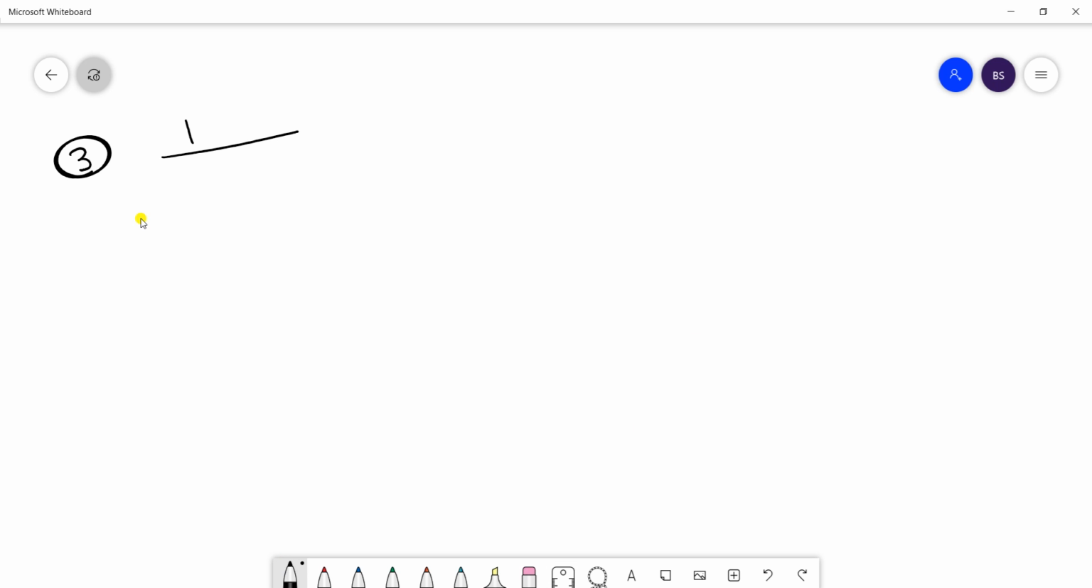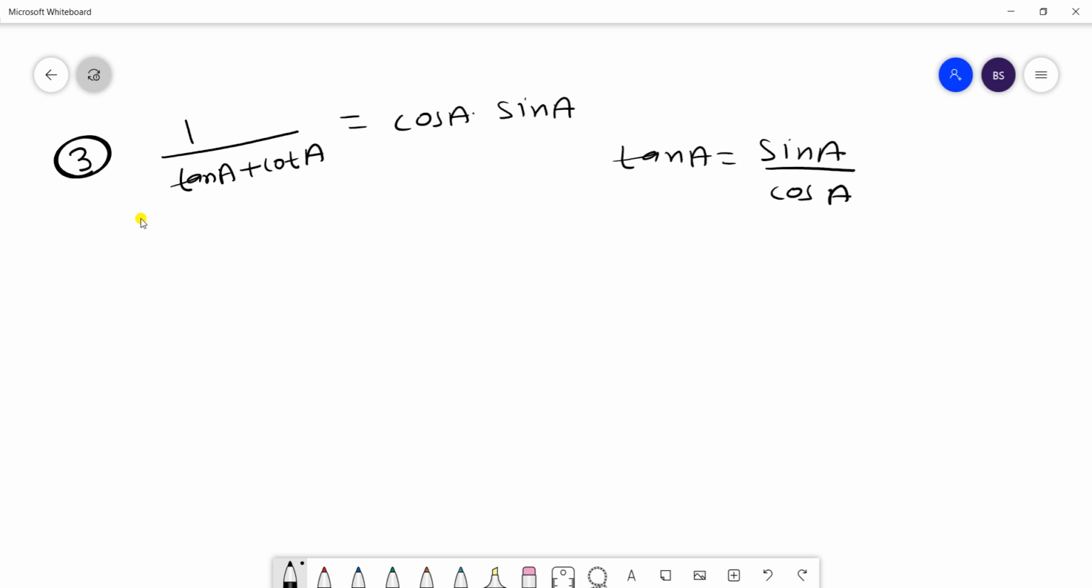Like 1 divide by (tan a plus cot a) equals cos a into sin a. Here we have to start from the LHS. You know that tan a is equal to sin a divided by cos a, and cot a is equal to cos a by sin a.